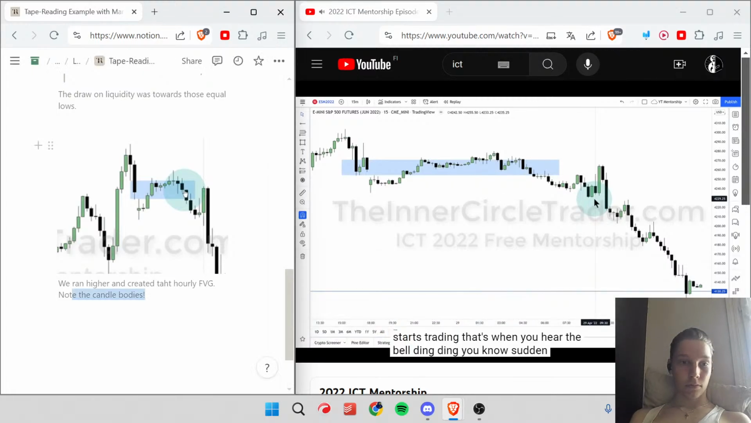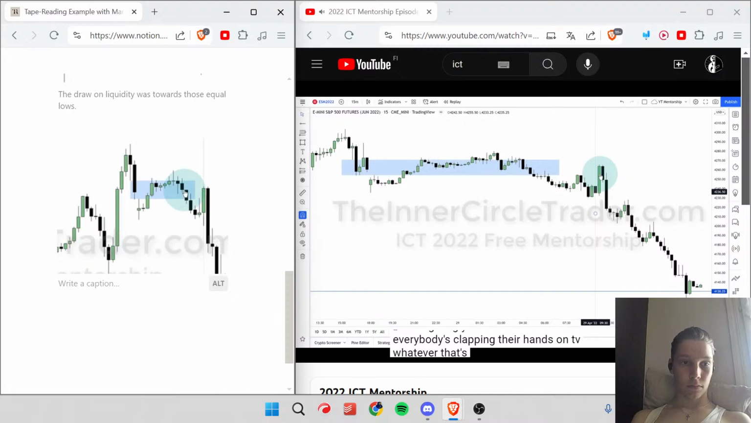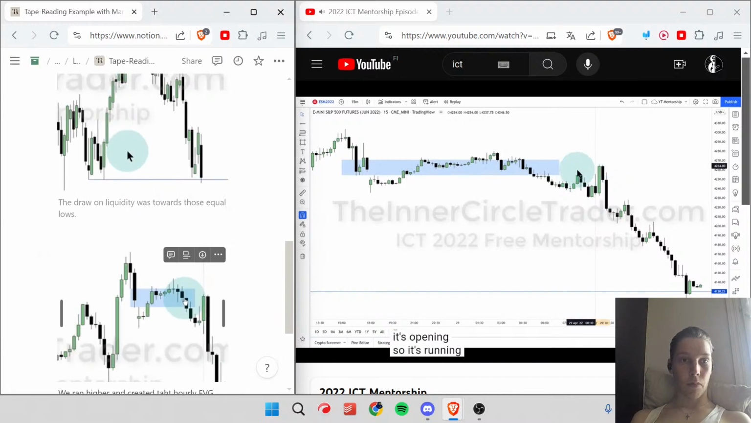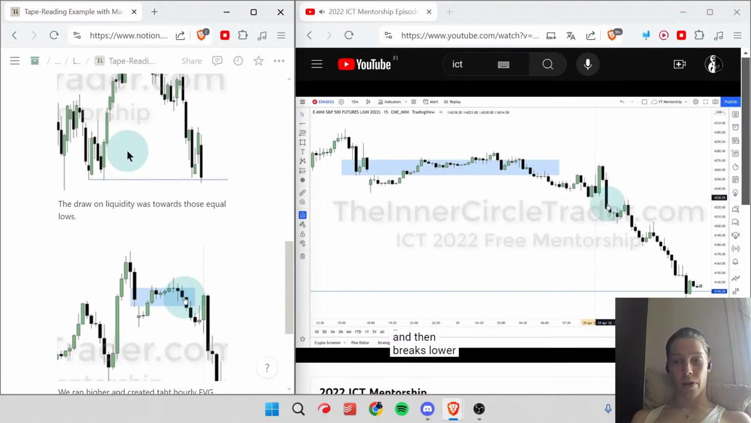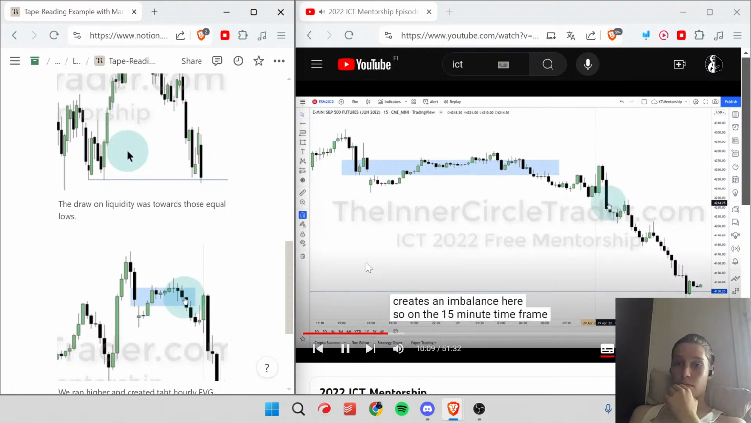All of a sudden, everybody's clapping their hands on TV, whatever. That's what's occurring here. It's opening. So it's running a short-term high right here, and then breaks lower. Creates an imbalance here. So on the 15-minute time frame, what do we see?